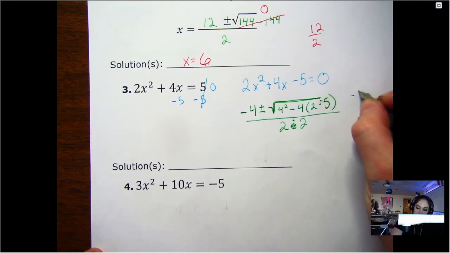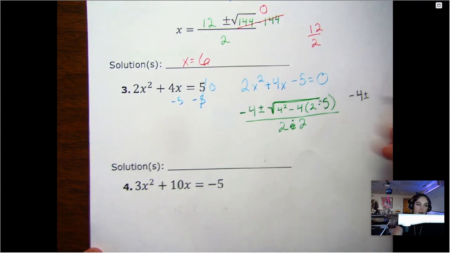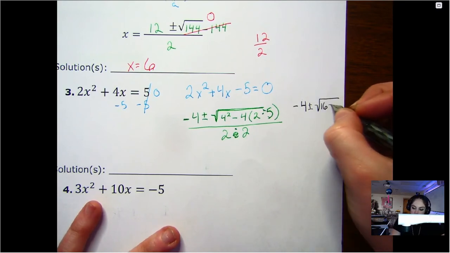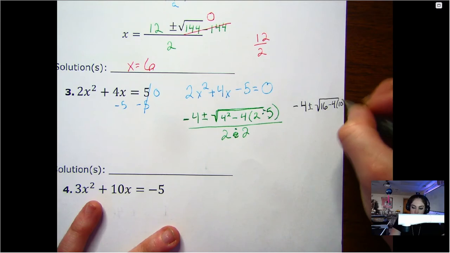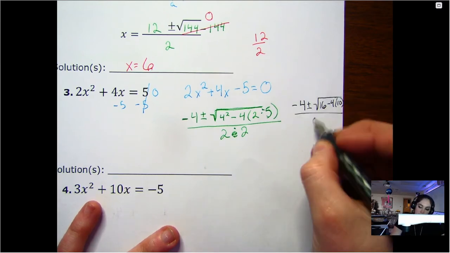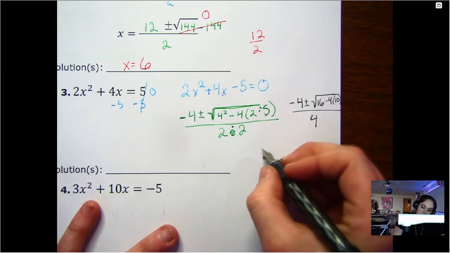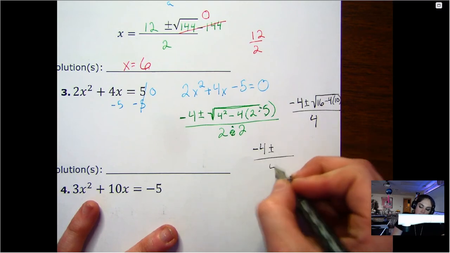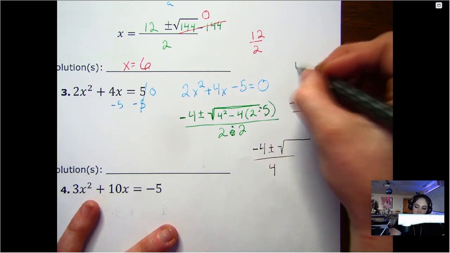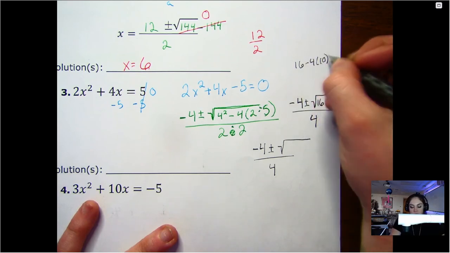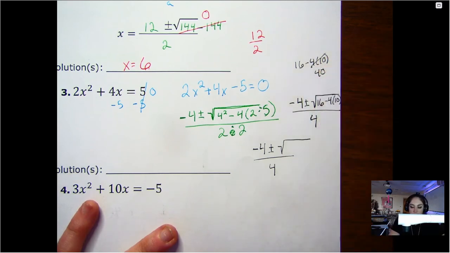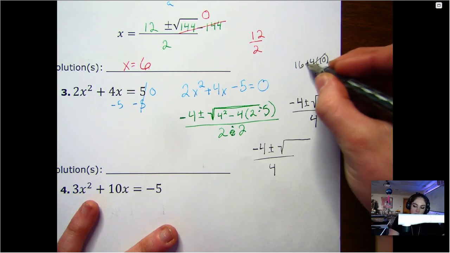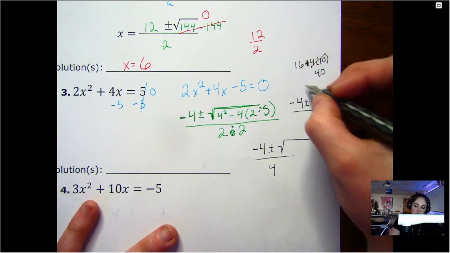So this gives me negative 4 plus or minus, we're running out of a little bit of room over here, 16 minus 4 times 10. And all of this is going to be over 4. Negative 4 plus or minus, over here I'm going to have 16 minus 4 times 10. So 4 times 10 gives me 40. So 16 minus, oh, that's a negative 10 because that was a negative 5. So it is 16 plus 40, which gives me 56.